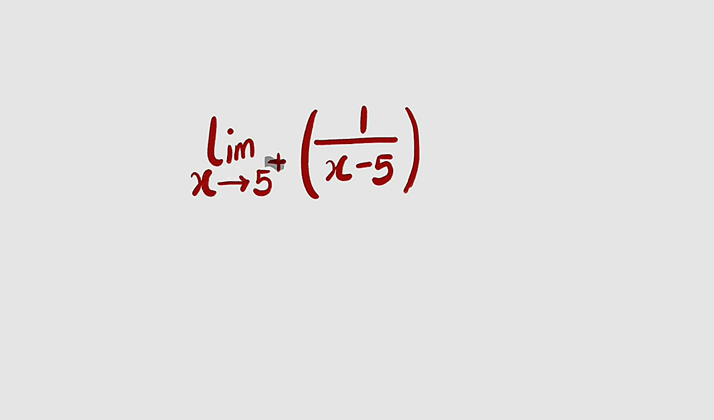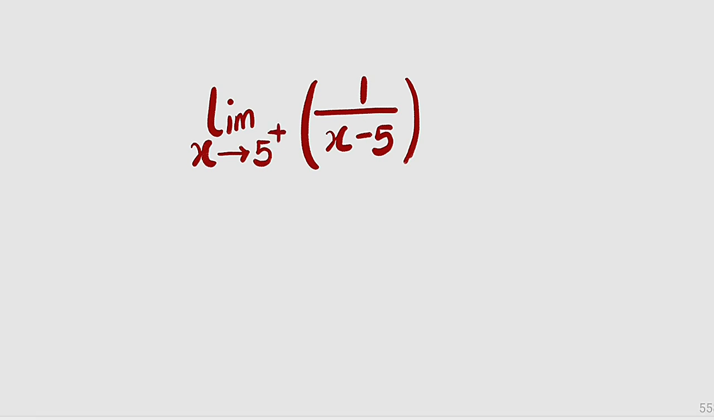Alright, and here is our first problem. We would like to evaluate the limit of the function 1 divided by x minus 5 as the value of x approaches 5 from the right. This plus sign indicates the direction where we are approaching the 5. Since it is positive, it means we are approaching 5 from the right.